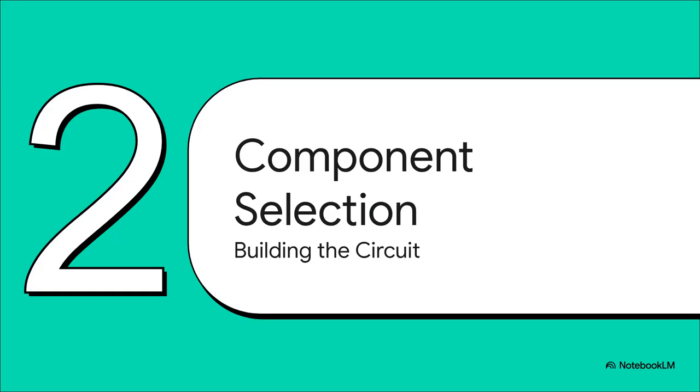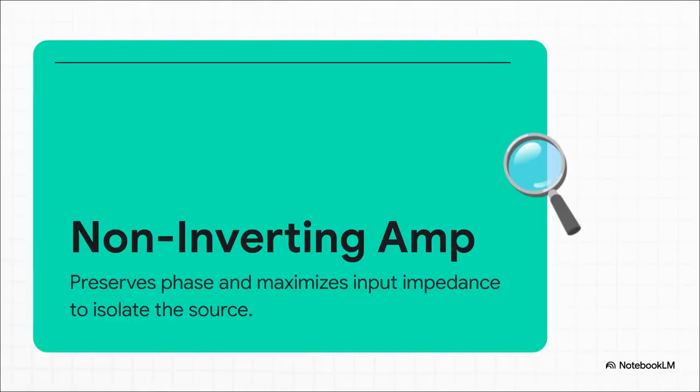Okay, moving on to part 2. Step-by-step component selection. The first major choice we face in our circuit topology is the amplifier configuration itself. We went with the non-inverting amplifier topology. Now, why is that? Well, an Electret microphone actually includes a built-in field effect transistor, or FET buffer. Setting this up as non-inverting preserves the phase of the audio and maximizes the input impedance. Essentially, it isolates the microphone source from the rest of the circuit, which prevents any unwanted loading effects that could completely ruin our audio before we even amplify it.